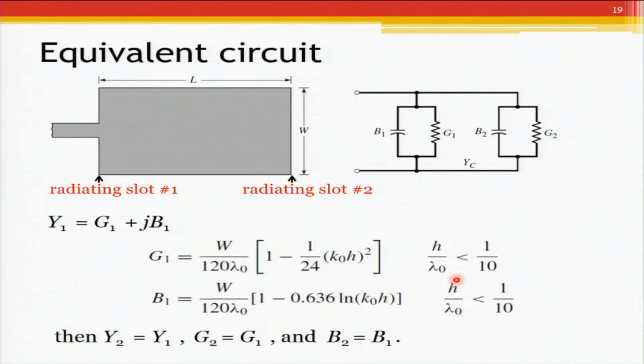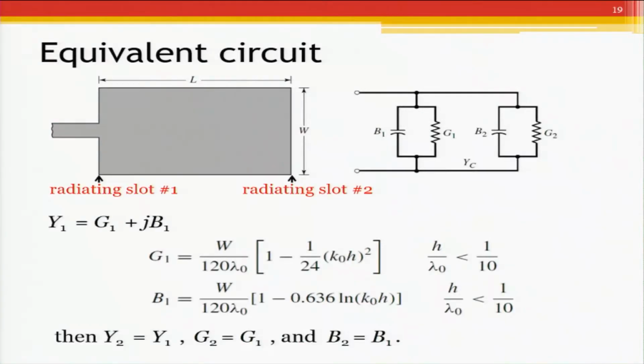Keep this in mind, because this is the same antenna. So if you look at Y2, which is right here, it's the same antenna. They have the same W, the same lambda naught, the same K, and the same H. So Y2 equals Y1. G2 is then equal to G1, and B2 is then equal to B1.